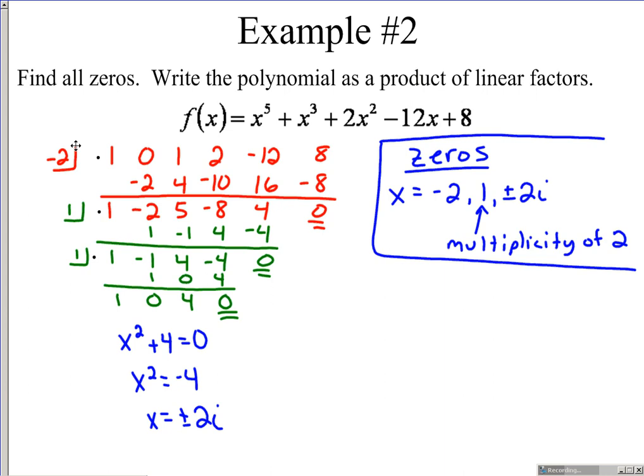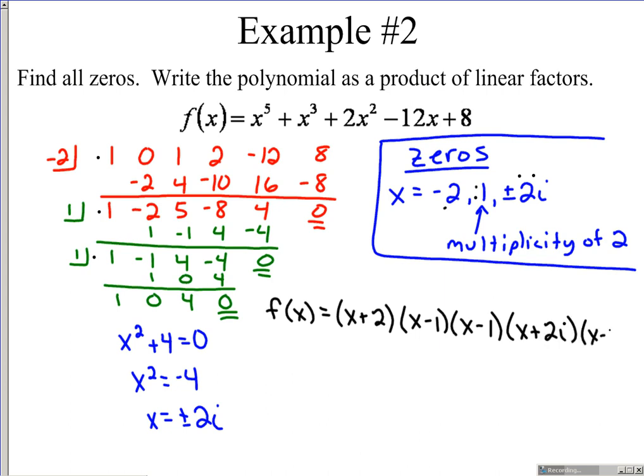Again, your total number of zeros should match up with the degree of the polynomial. In this case, it's degree 5. We have 1, 2, 3, 4, 5 solutions because 1 has a multiplicity of 2. So this polynomial in fully factored form, f of x equals x plus 2 produces our solution of -2. x minus 1 and x minus 1 gives us our multiplicity of 2 for our solution at 1. And x plus 2i and x minus 2i. There's our 5 linear factors for this polynomial.